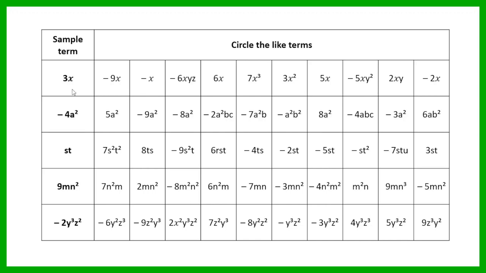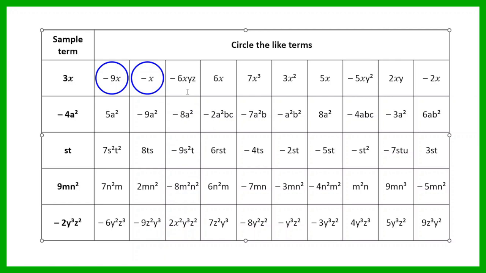Okay, so let me just show you. For the first one, you're going to circle any that are like terms. So I need to check for all of them. I don't need to worry about my coefficients. I'm just looking at the variables and the variables' exponents. So x with a power of 1, just x. Over here, I've got negative 9 and just x. So this one is a like term. So I'm going to circle it. Here I have negative x. Again, it's just x. So that is a like term.